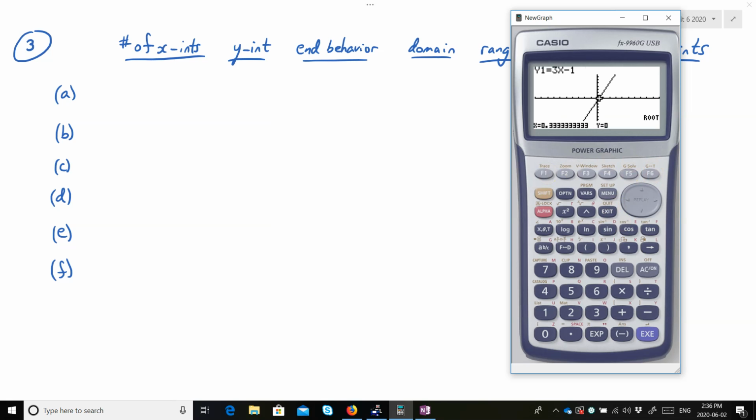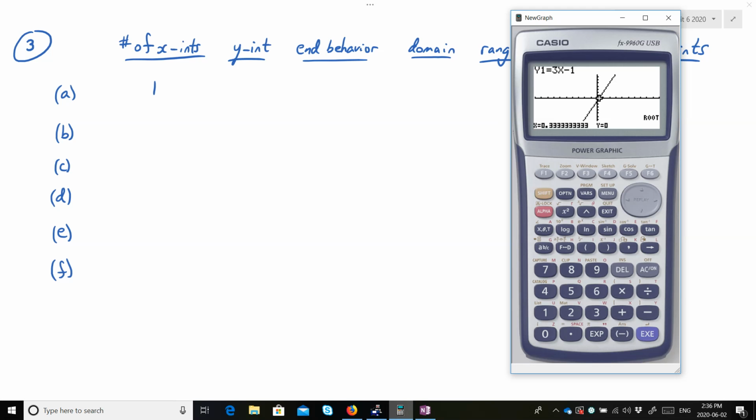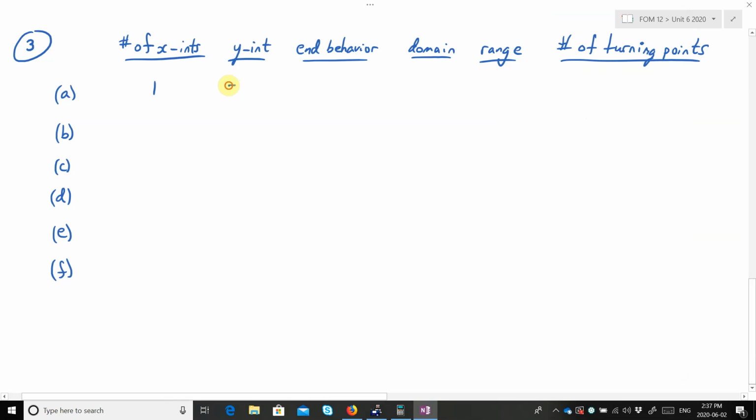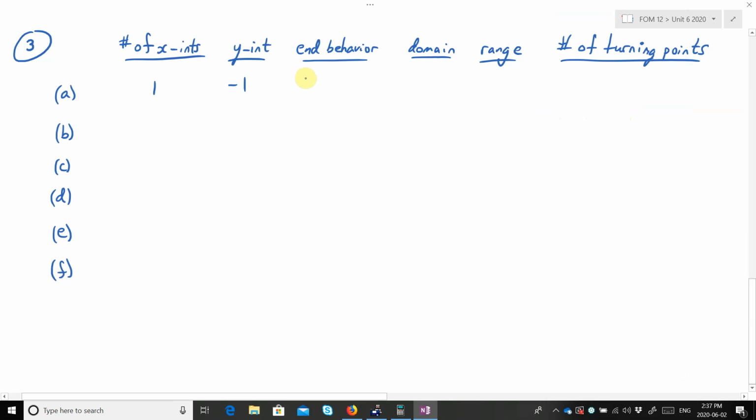Or actually, there's just one x-intercept because it wants the number of x-intercepts. So there's one x-intercept. It actually wants us to figure out the y-intercept, which is y ICPT. The y-intercept is at -1. You can see that the end behavior goes from quadrant 3 to quadrant 1. So you know how it's 1, 2, 3, 4. So the end behavior is from 3 to 1.